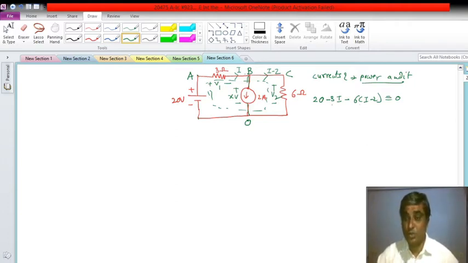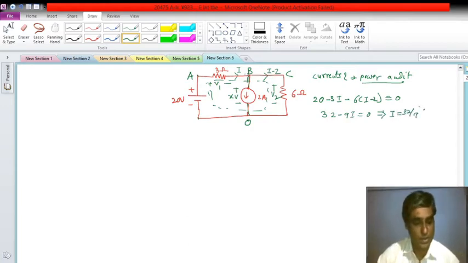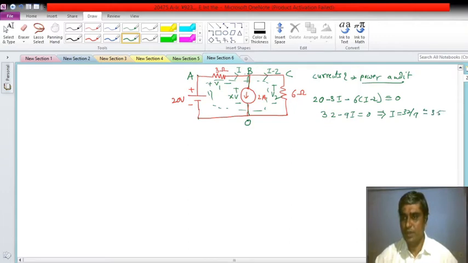Sorry, not 42, it will be 32, and this will be minus 9 I equals 0, so I is 32 by 9, which will be 3.55 amps. Okay, once I know I, what will be my I minus 2? I minus 2 will be 1.55 amps. And obviously at this junction B, your KCL will be satisfied: 3.55 is 2 plus 1.55, which will be 3.55, correct? So KCL is satisfied here.